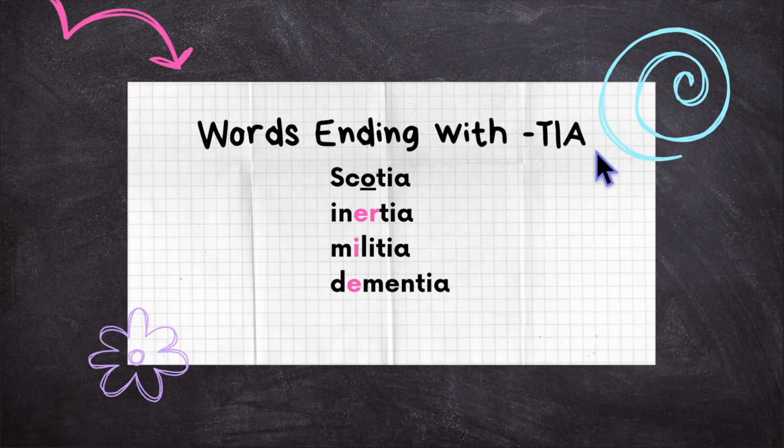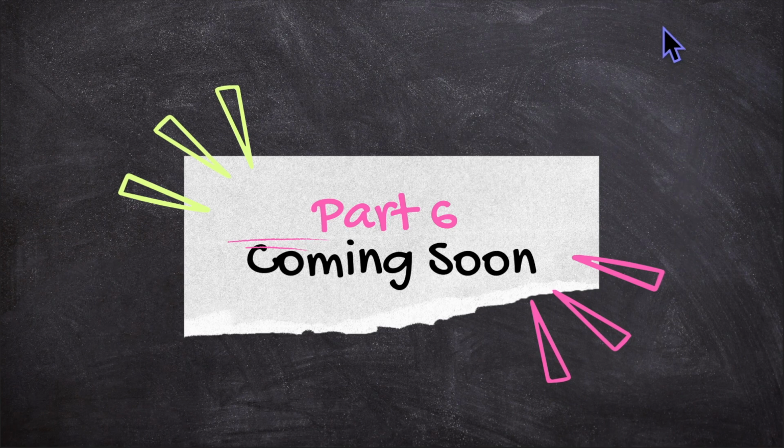If the word ends in TIA, the T and the I together are going to say sh, and the A will schwa. So all together, this will sound like sha. Scotia, ER says er, inertia. This I will schwa. Militia, and this E will schwa. Dementia. Stay tuned for part 6.